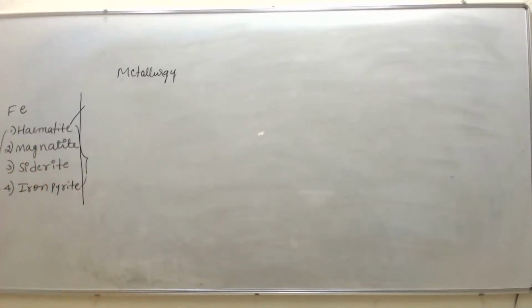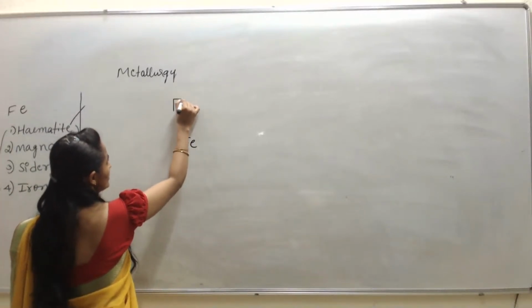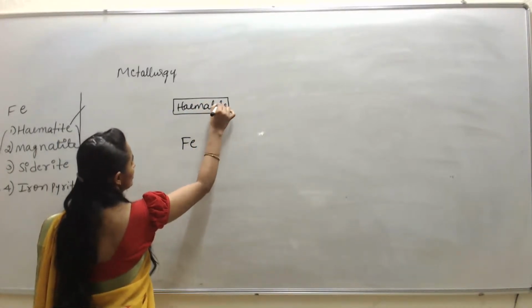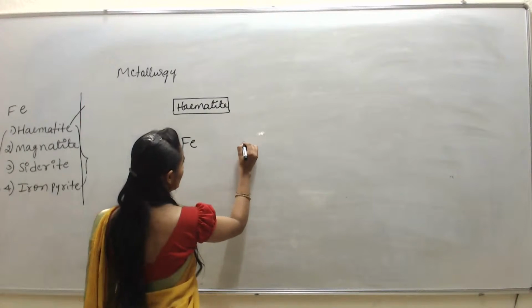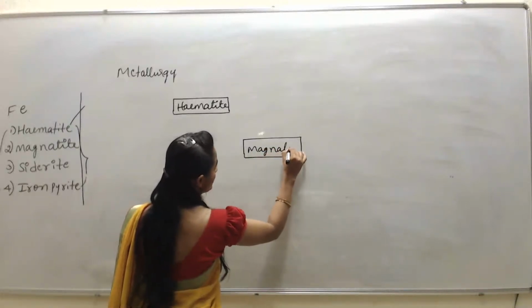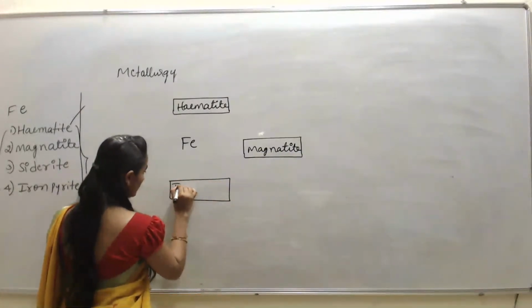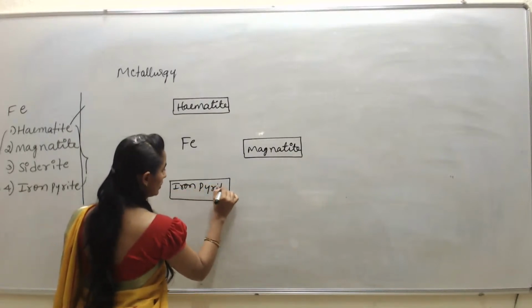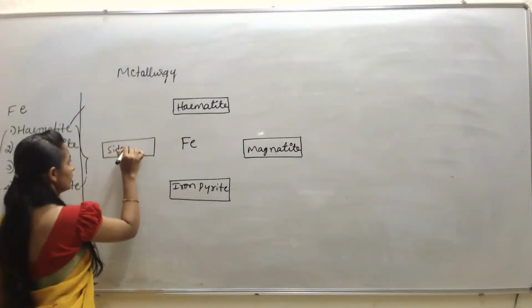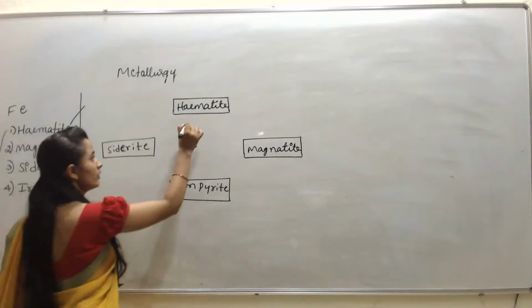So listen, students, there are four ores of iron. One is hematite. Next, magnetite. Next, iron pyrite. Next, siderite. These are all the four ores of iron.